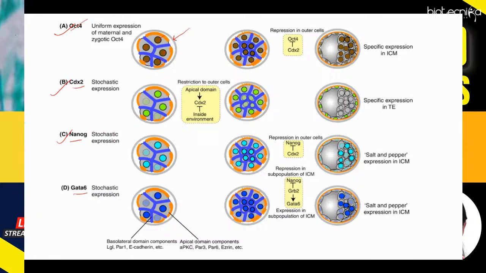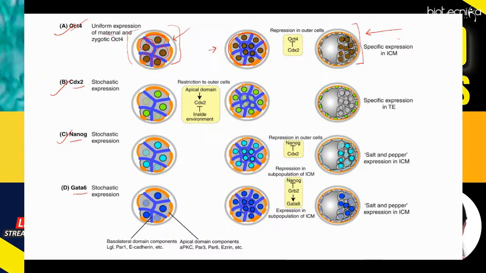Initially, Sarita says option 1. Let's have a look. What is the correct answer? In the cells initially only OCT4 is expressed, and it is expressed in all the cells. OCT4 is coming from the maternal side and also the zygotic side. It is expressed in all the cells. Later, you can see OCT4 is again present in all cells, but at a later stage.